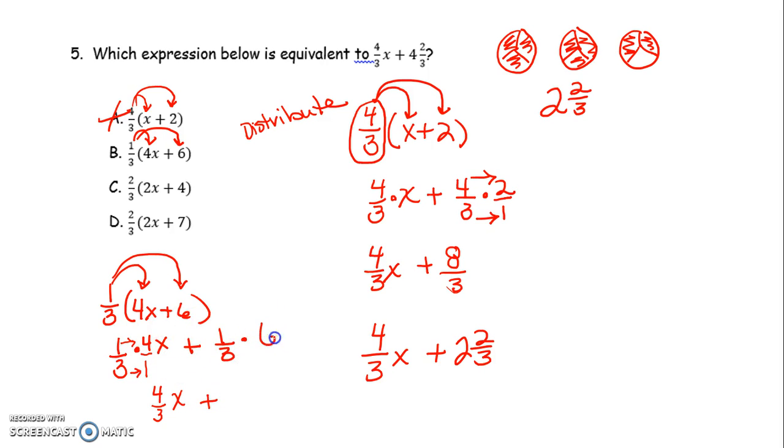Plus, I had to also multiply 1/3 by 6. 6 is the same as 6 over 1. Straight across the top, straight across the bottom. 1 times 6 is 6. 1 times 3 is 3. 6/3. Well, if I have 6/3, 1, 2, 3, 4, 5, 6/3. 6/3 is the same as 2. So that's 4/3 x plus 2. Well, that's too bad. I need 4/3 x plus 4 2/3.